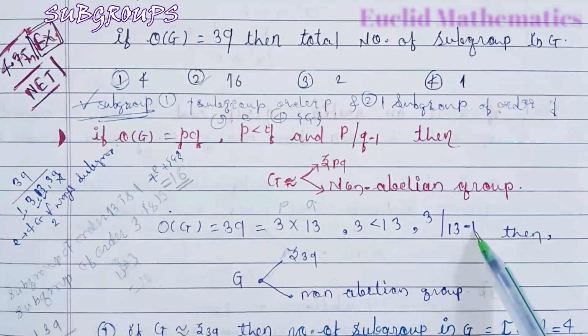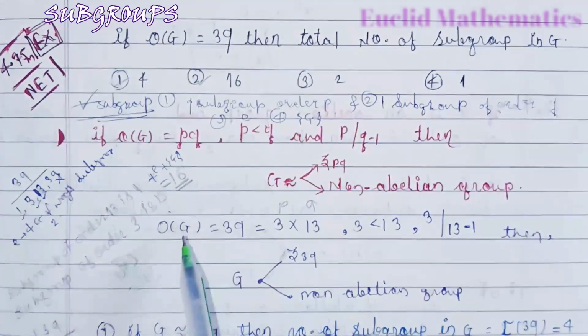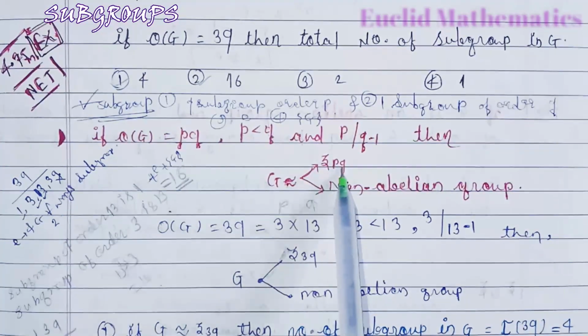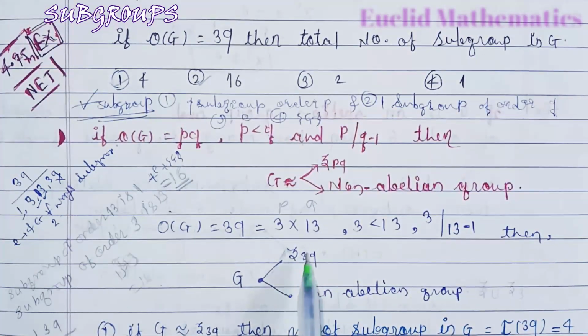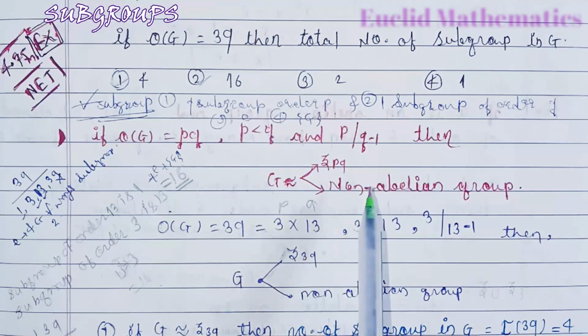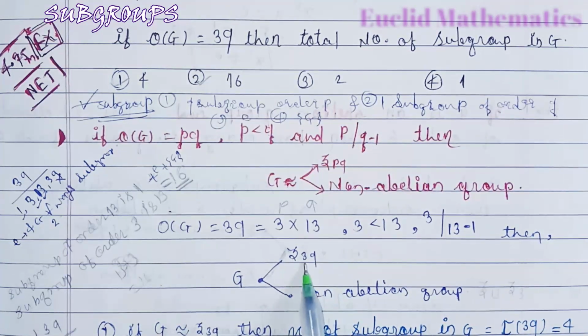So we have two possibilities for a group of order 39. One is Z_pq, that means Z_3 into 13, which is Z39, and the other one is a non-Abelian group. So we have to find the subgroups of the non-Abelian group of order 39 which exists here, and what its order is.